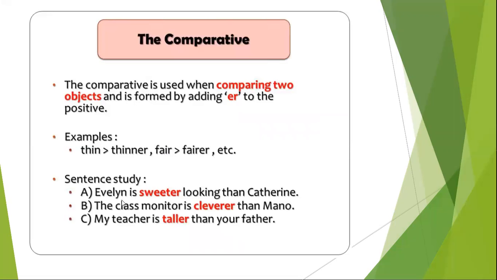Here, see the example. Evelyn is sweeter looking than Catherine. Here, sweet is a positive degree, so while writing in comparative, we should add er. Then, the class monitor is cleverer than Mano. My teacher is taller than your father. So comparative means we can add er to the adjective. The comparative is used when comparing two objects and is formed by adding er to the positive.